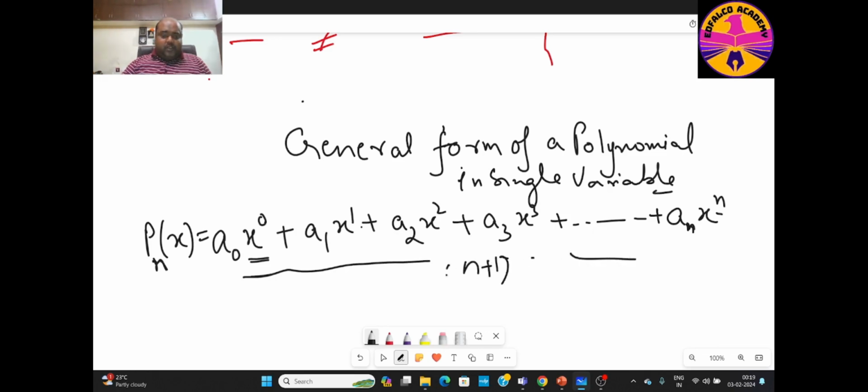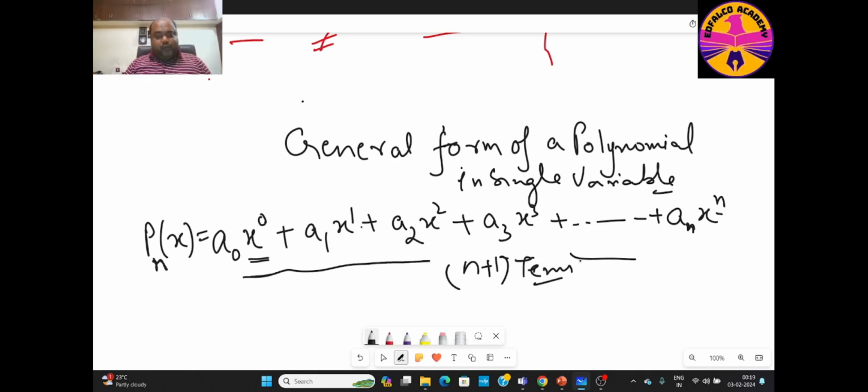N plus 1 terms are present here. So that's one thing. And second thing is, in general, each of these powers of x, whether it's x to the power 0, or x to the power 1, 2, 3, or x to the power n, each of them has their own coefficients.